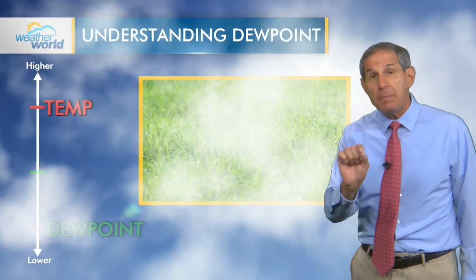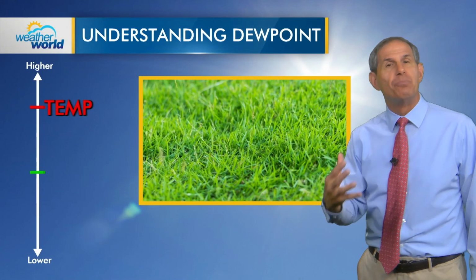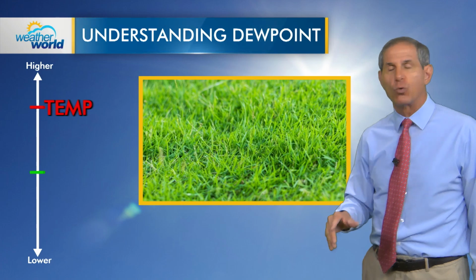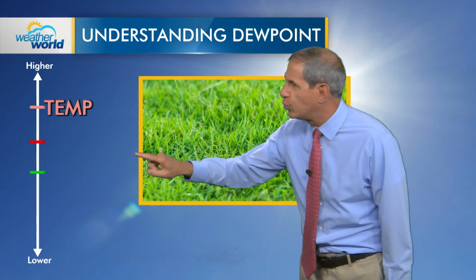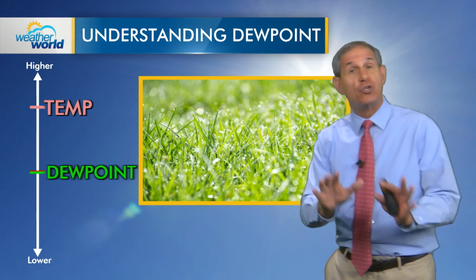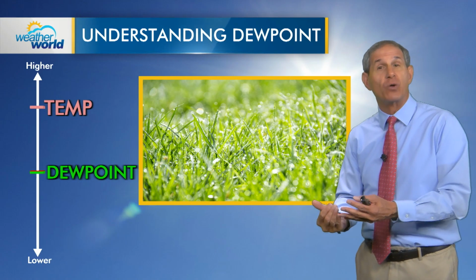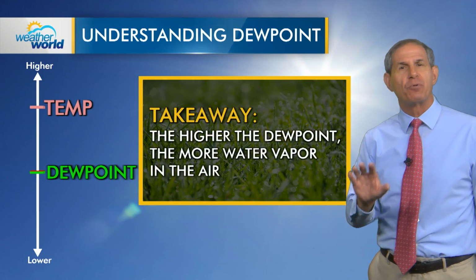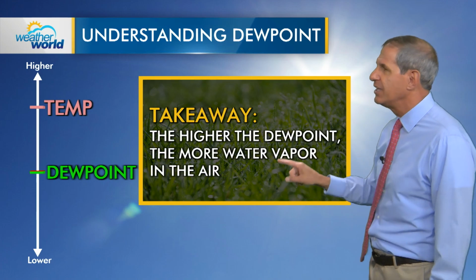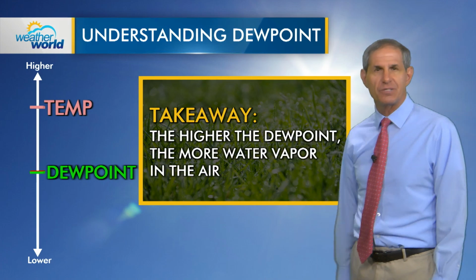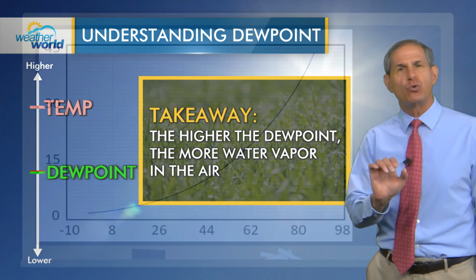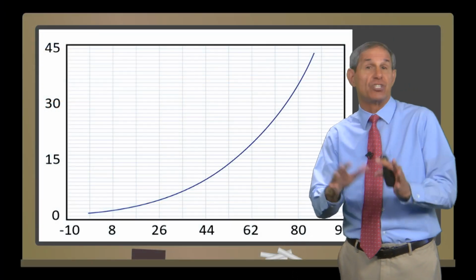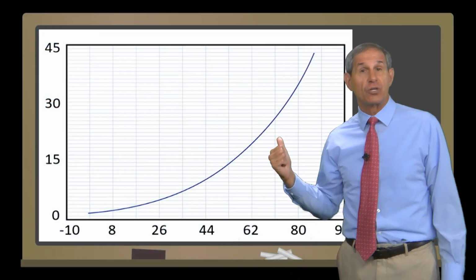Now, if we repeat the experiment, but with more water vapor in the air to start with, then you wouldn't have to cool the air as much for the dew to form, which means the dew point would be higher. And so, as the amount of water vapor in the air increases, the dew point increases. Now, the relationship between the two is not linear. That is, it's not a straight line. Instead, it looks like this.